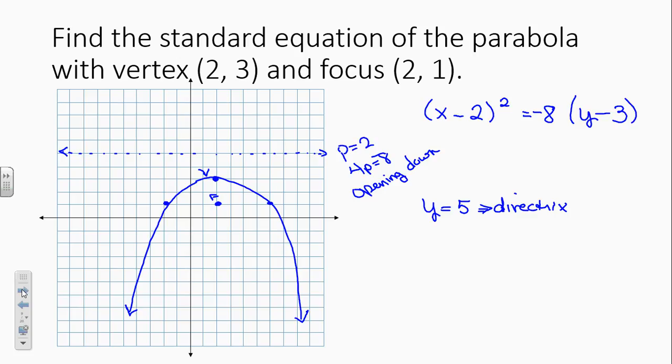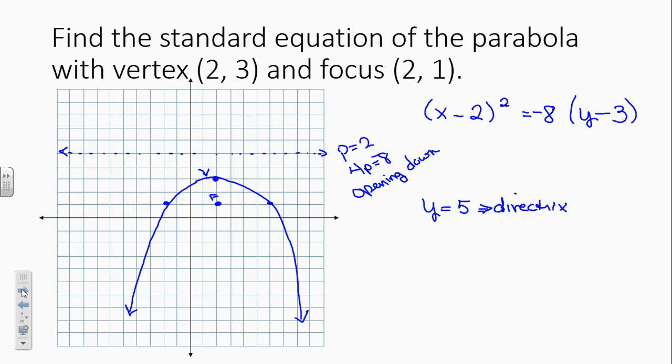Questions on this one? I don't know of one. If you just want to call it DIR, I guess it would be okay. No specific way that I know of abbreviating directrix. All right, any other questions?